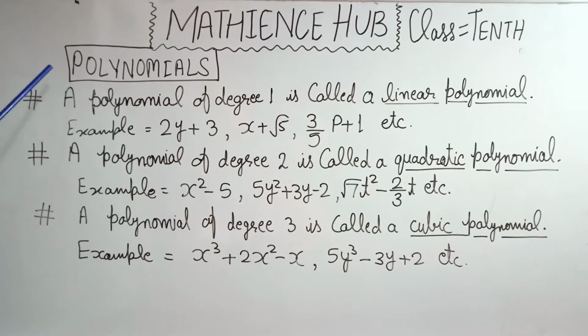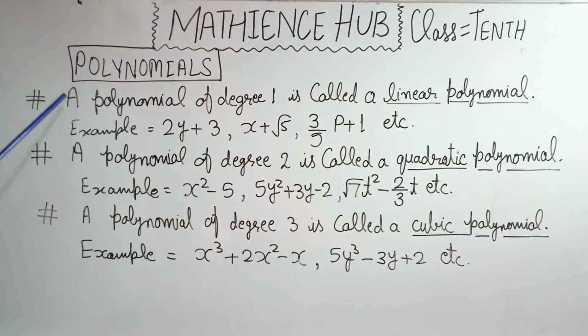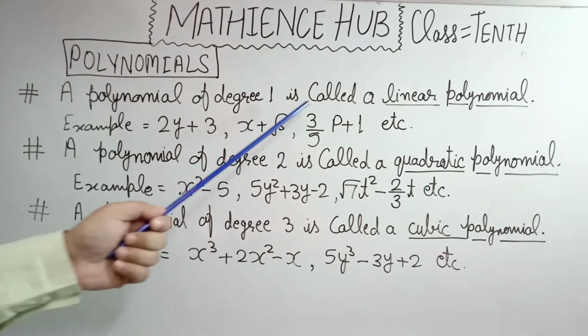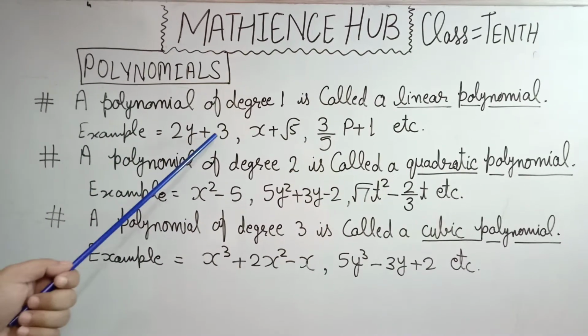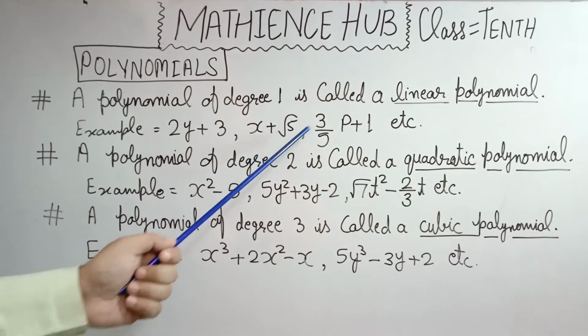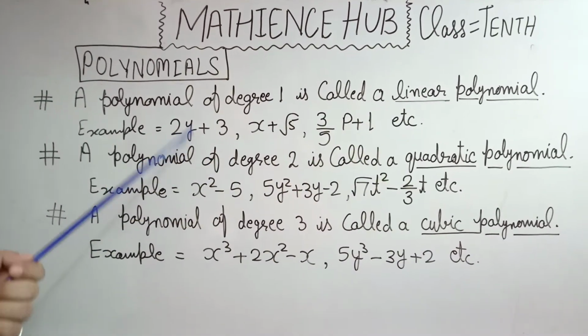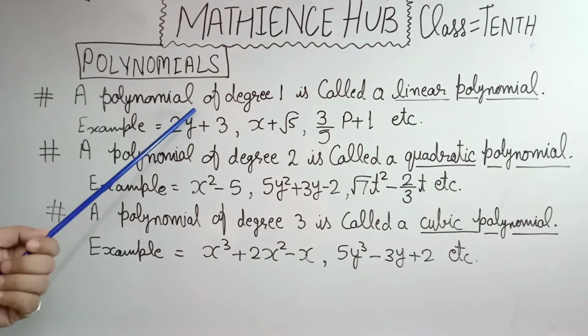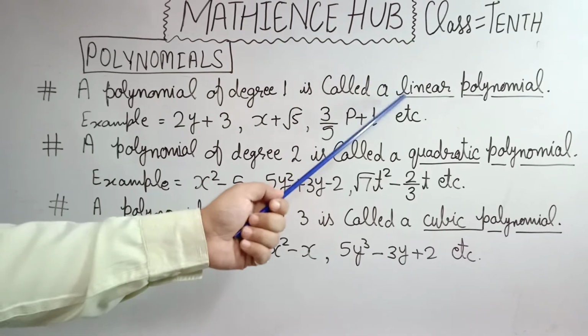Today we learn how to solve polynomials and find their zeros. First we understand how many types of polynomials there are. A polynomial of degree 1 is called a linear polynomial. Examples: 2y plus 3, x plus root 5, 3 upon 5 p plus 1, etc. You see here that the highest degree of the variables y, x, and p is 1, so it is called a linear polynomial.